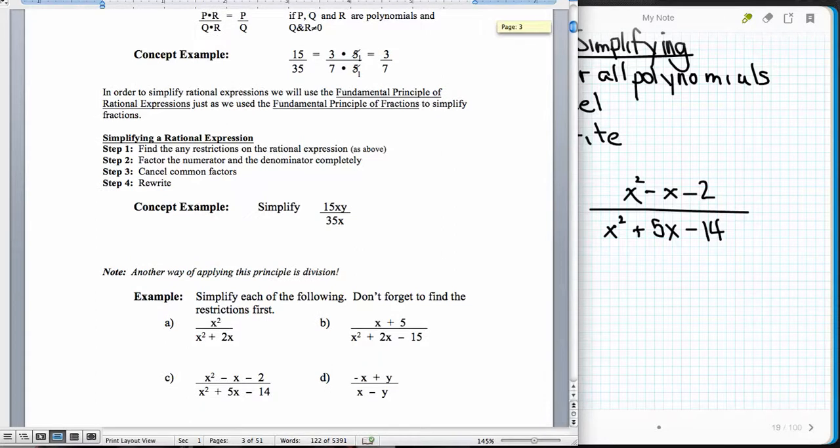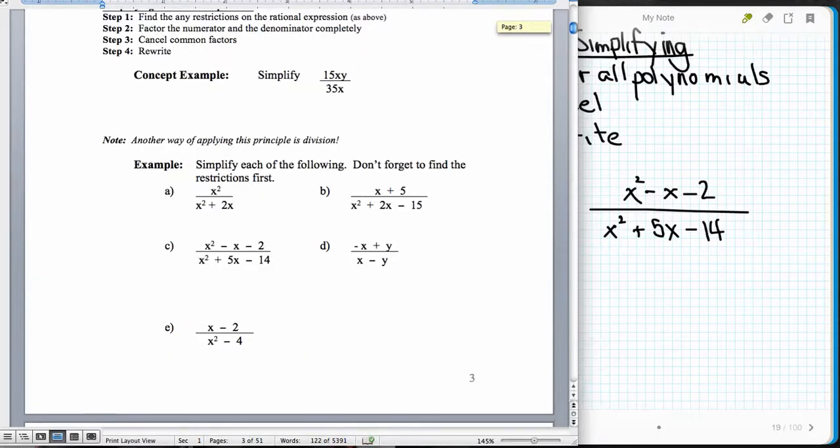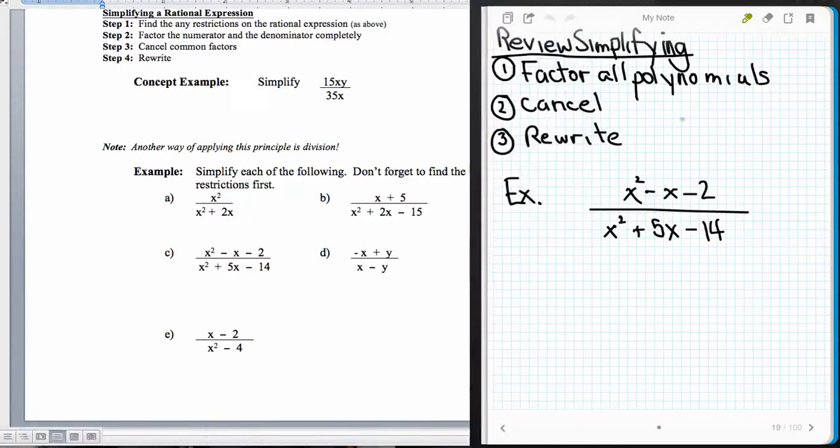So now we want to review our simplifying of a rational expression. And simplifying a rational expression, remember, this just means that we're going to factor out the polynomials, and then we're going to cancel, and then we're going to rewrite.